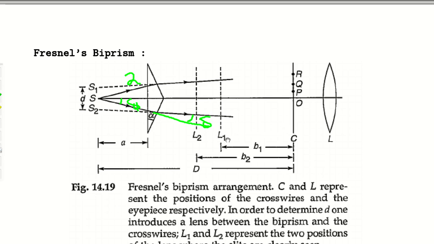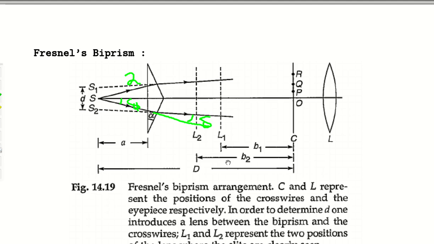This is a theory you have also learned in your previous classes in school. So L1 and L2 are the two positions of the lens from where two distinct real images of the slits are formed. When the lens is at the position L1, the image length is B1 and the object length is very simple, D minus B1.